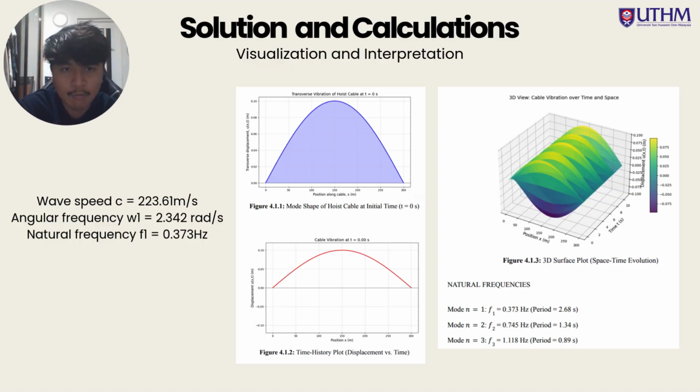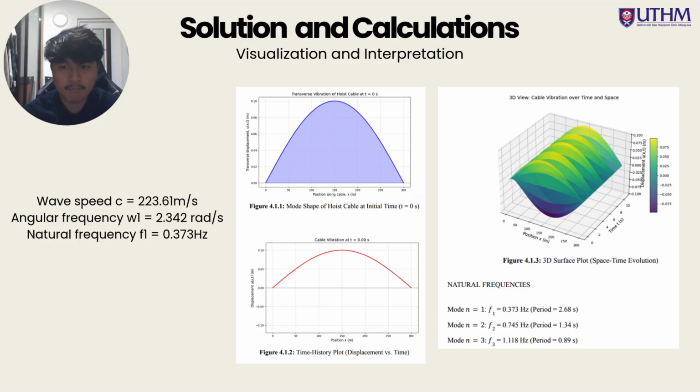The output is wave speed, which is c equals 223.61 meter per second. Angular frequency equals 2.342 rad per second, and natural frequency 0.373 hertz. Okay, so in figure 4.1.1, we have a mode shape of the hoist cable at initial time, which is t at 0 second.